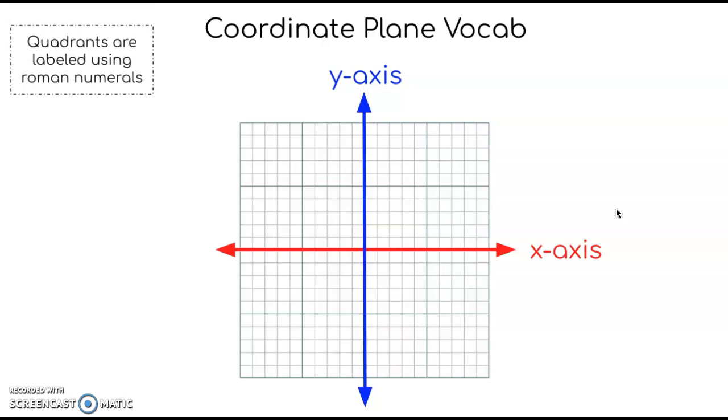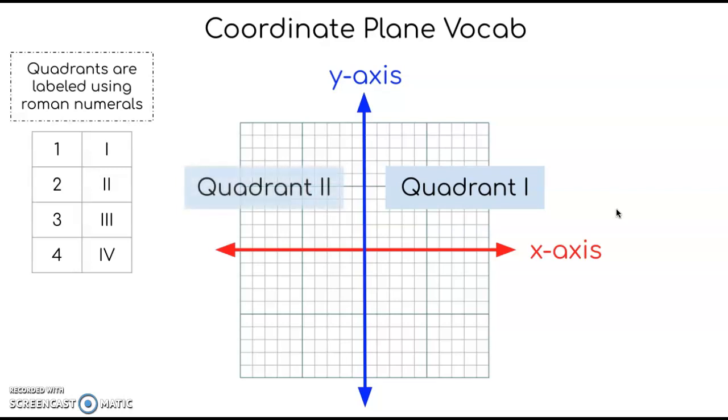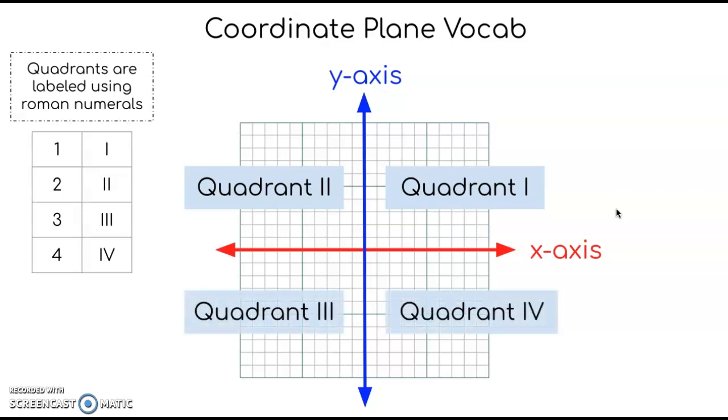So we're going to look at the different quadrants that are in a coordinate plane. So there's 4 of them, and they're labeled using Roman numerals. If you haven't seen these Roman numerals before, make sure that you familiarize yourself with them. So quadrant 1 is this first quadrant there. There isn't really a logical order for these. They go counterclockwise. So quadrant 1, quadrant 2, quadrant 3, and quadrant 4.